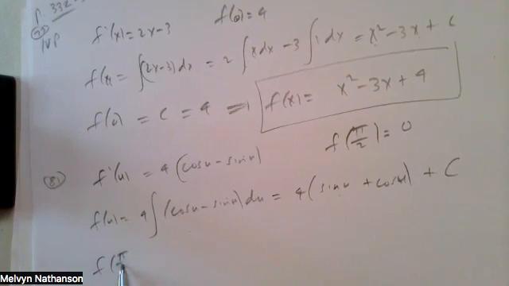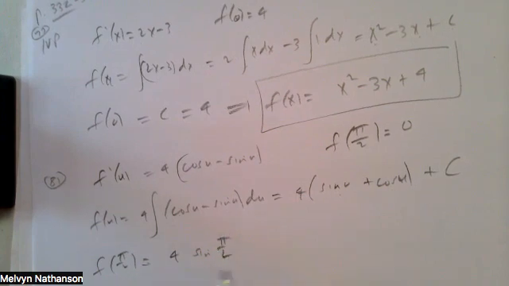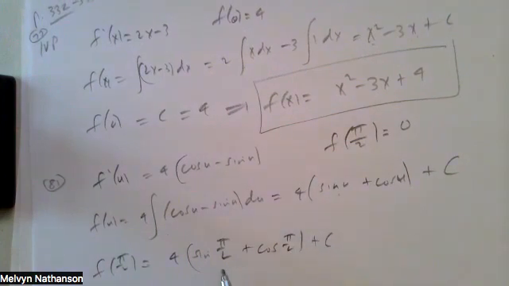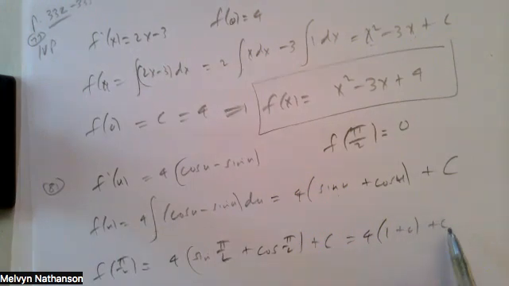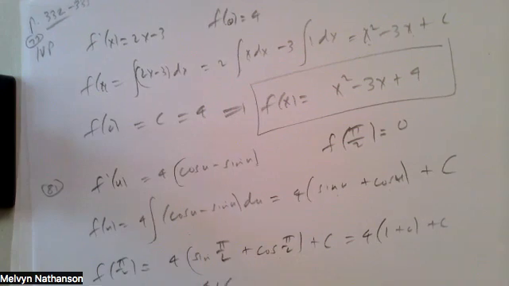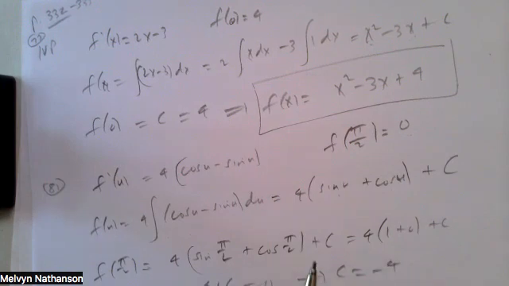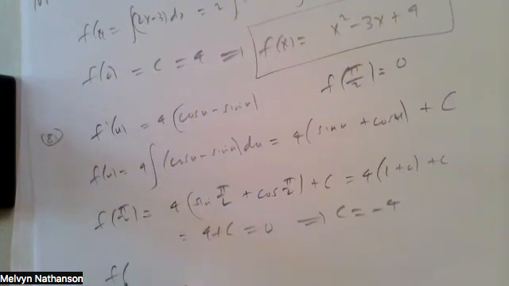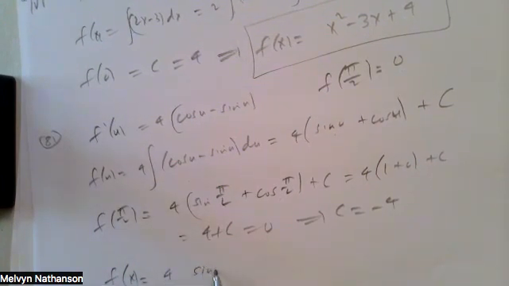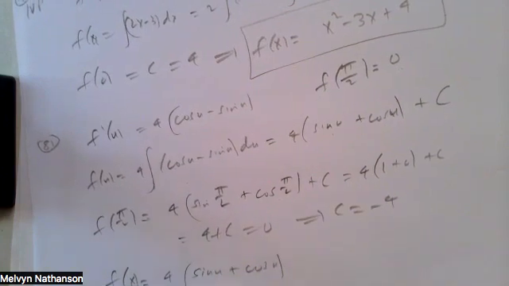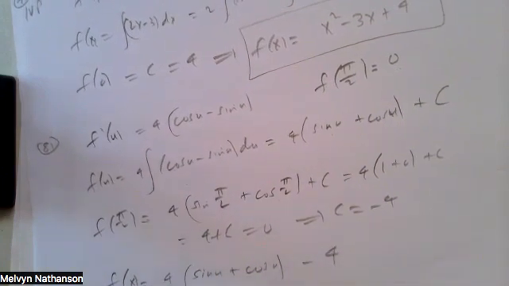If we evaluate this at pi over 2, this is 4 times the sine of pi over 2 plus the cosine of pi over 2 plus a constant. But the sine of pi over 2 is 1, and the cosine of pi over 2 is 0. So this is 4 plus c, and we want that to be equal to 0. So c has to be minus 4. So the solution of the initial value problem is f of u equals 4 sine u plus cosine u minus 4.